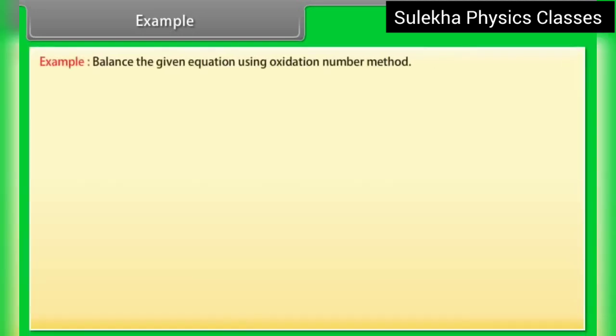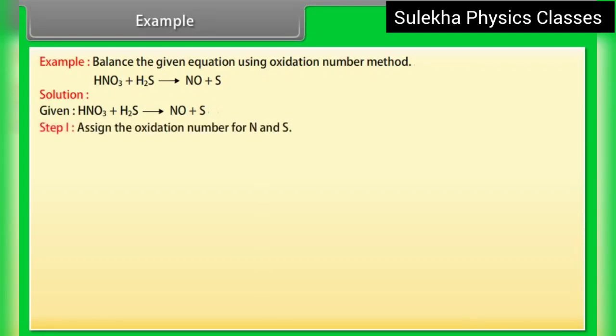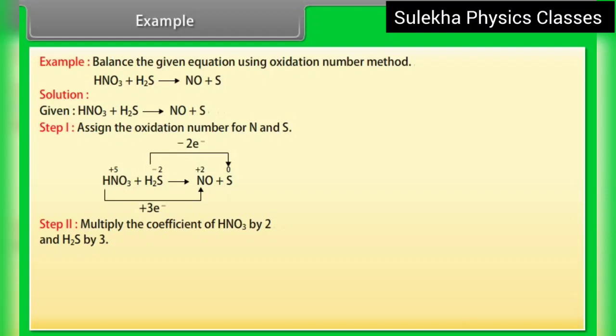Example. Let us take an example of balancing the equations. Balance the given equation using the oxidation number method. Let's see the solution. Here, the given equation is HNO3 plus H2S gives rise to NO plus S. Step 1. Firstly, we assign the oxidation numbers of N and S. Step 2. Now multiply the coefficient of HNO3 by 2 and H2S by 3.